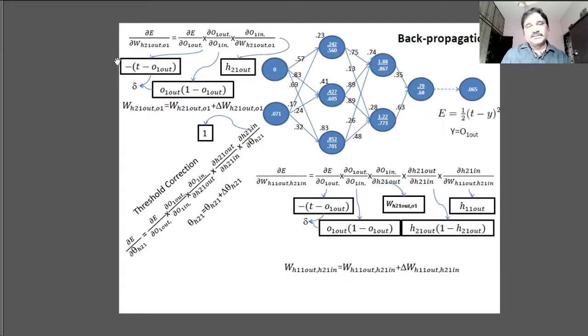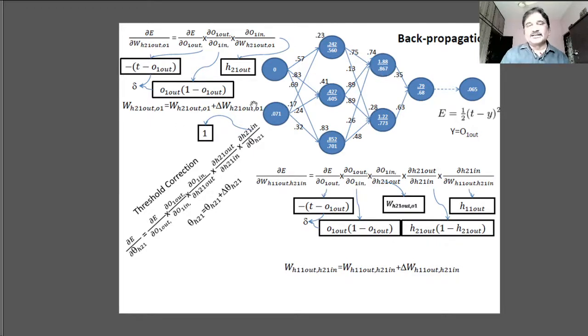So we combine these two terms and we call that the delta of this neuron. That is the delta of this neuron, and the delta of this neuron you have to multiply by this neuron's output value, the H21 output value.